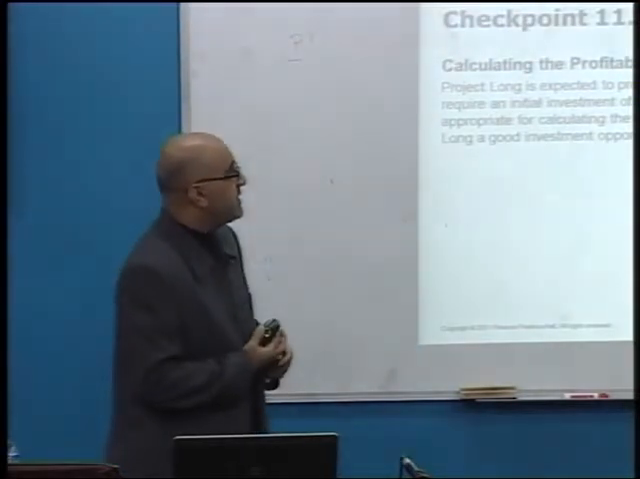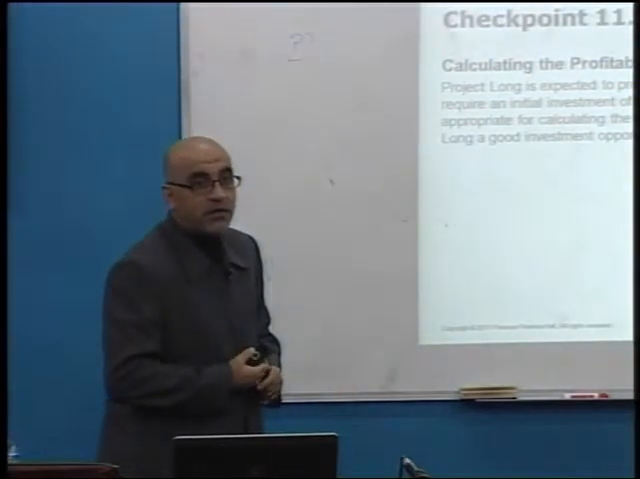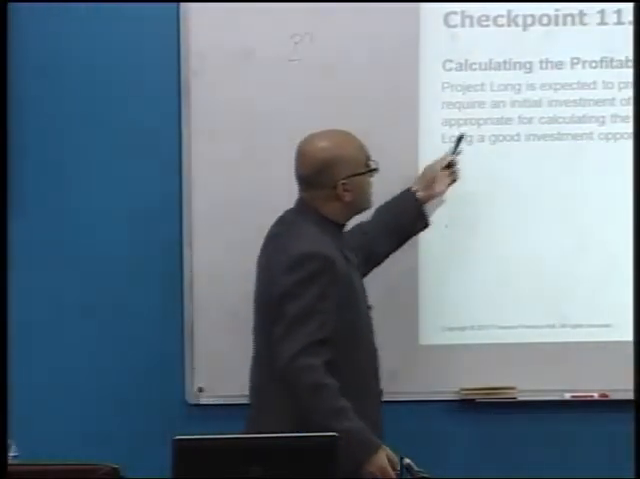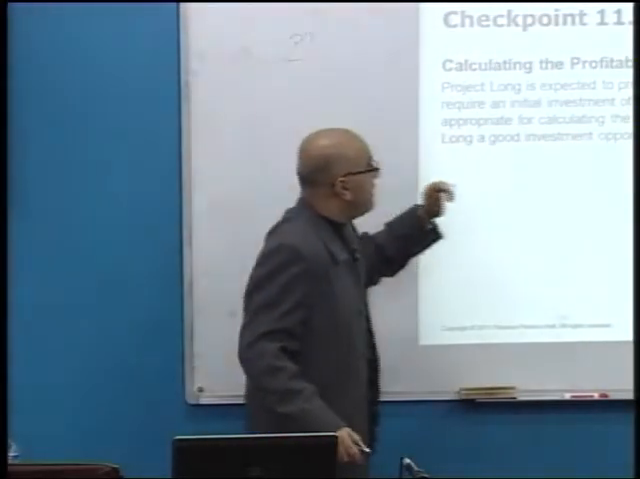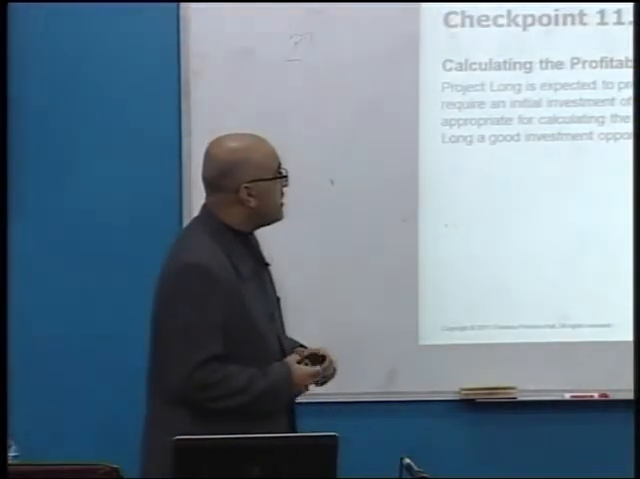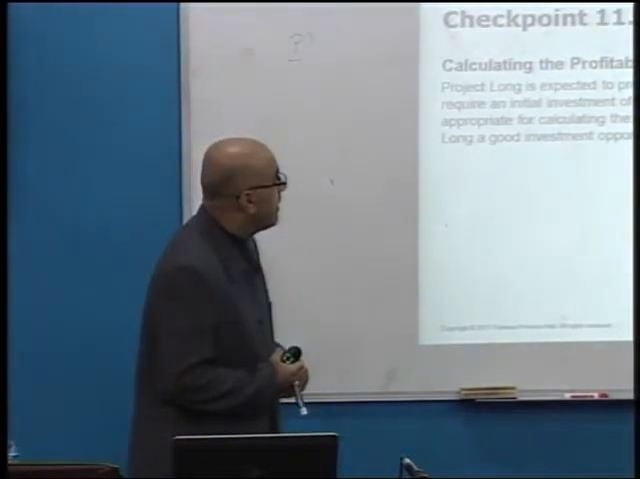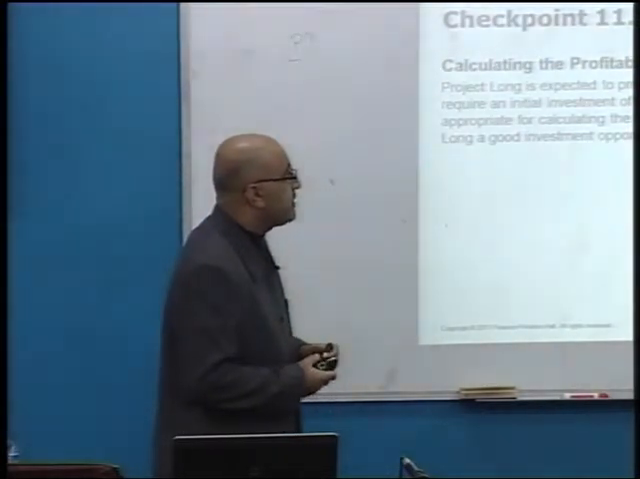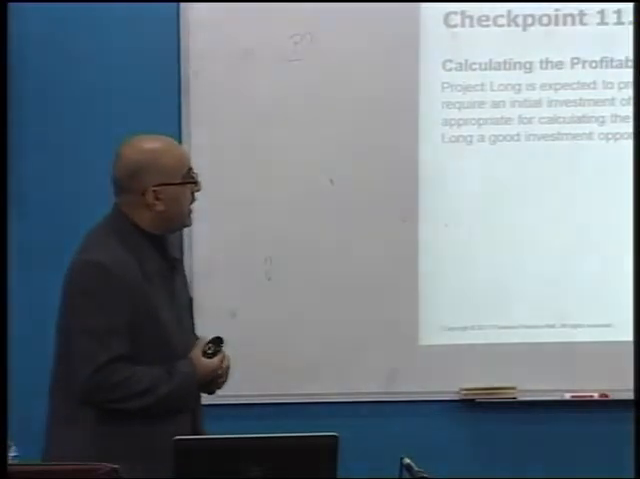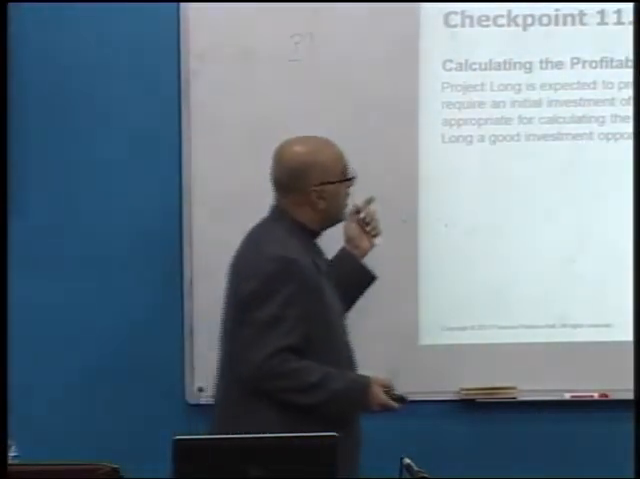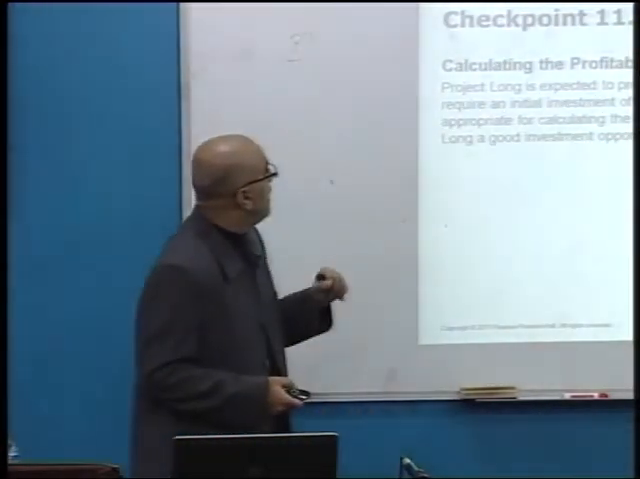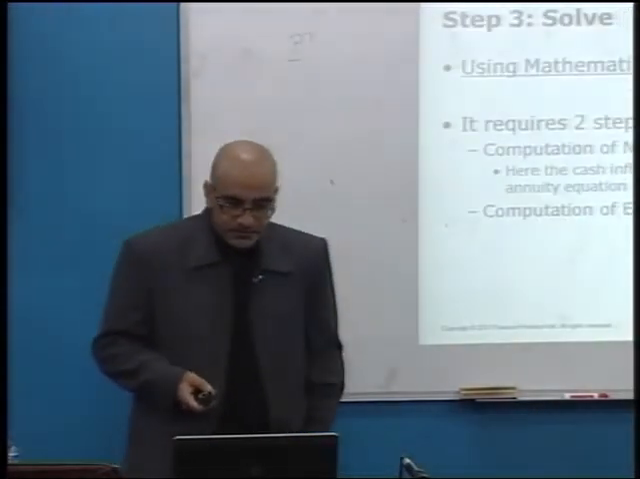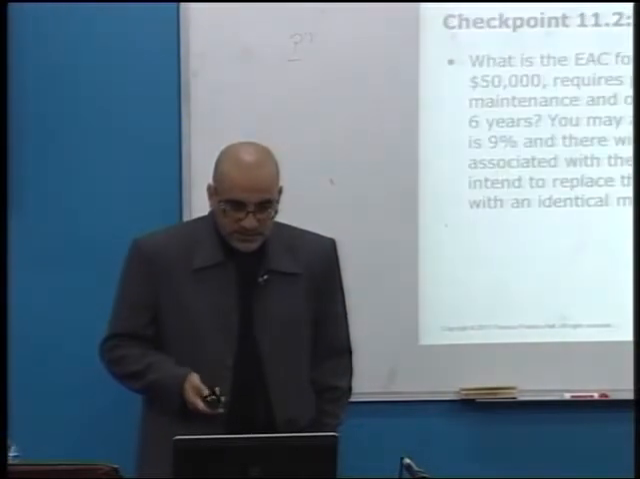Calculate the profitability index for project Long, the previous one. The project Long is expected to provide 5 years of cash inflows and to require an initial investment of $100,000. The discount rate that is appropriate for calculating the PI of project Long is 17%. Is project Long a good investment opportunity? Let's go back to project Long and see.